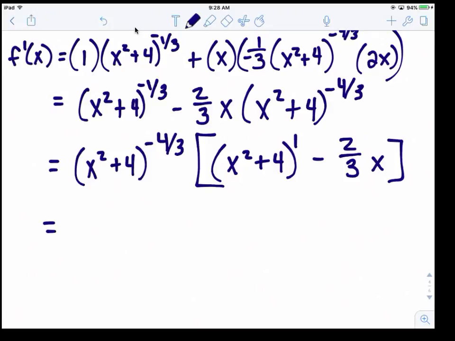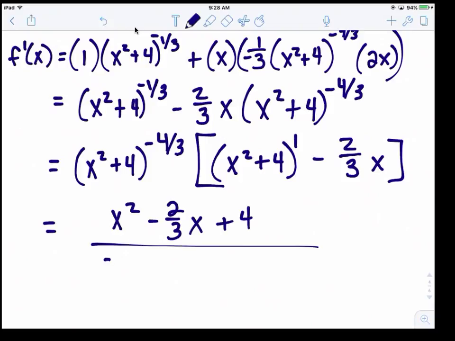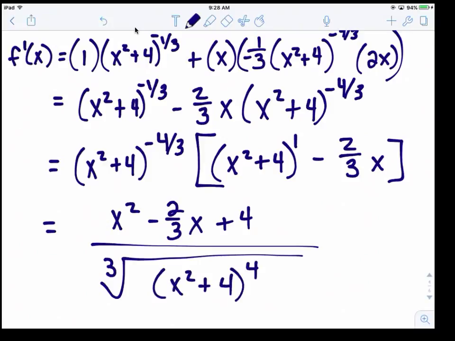All right, so this is going to give me x squared minus 2/3 x plus 4 divided by cube root of x squared plus 4 to the 4th.